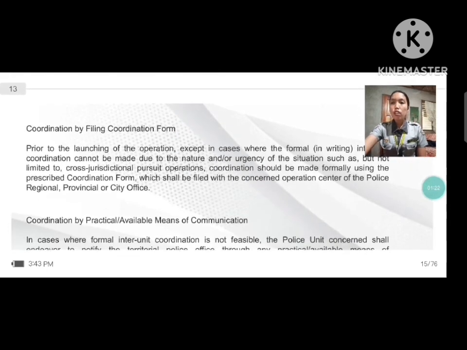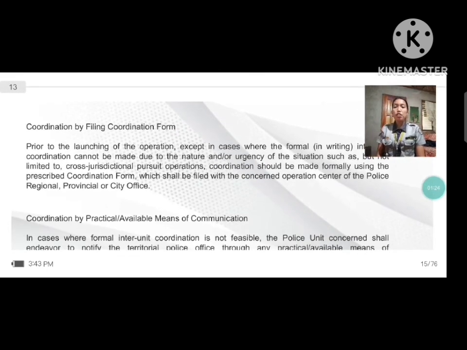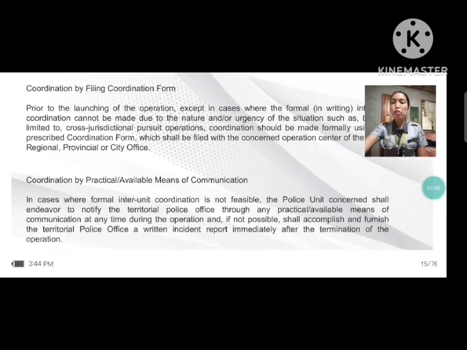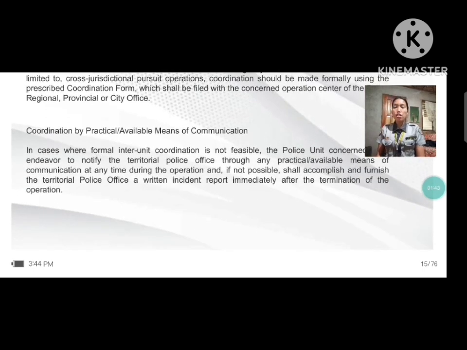Number 2 is coordination by filling out a coordination form. Before starting the operation, a written coordination form must be filed with the concerned police office unless it's an emergency or urgent case. Number 3 is coordination through practical or available means of communication.